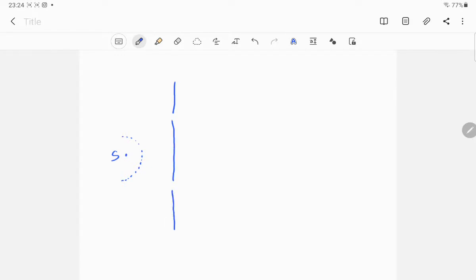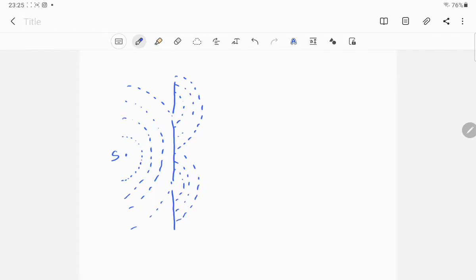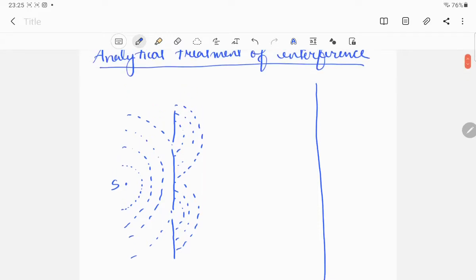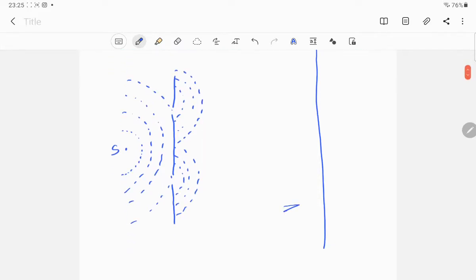My diagram may not be that perfect. After this, these wavefronts are incident on this particular screen having two pinholes, and it is going to produce secondary wavelets like this. In a wavefront we are drawing like this. Then we have a particular screen here, on which we are supposed to observe some kind of interference pattern.